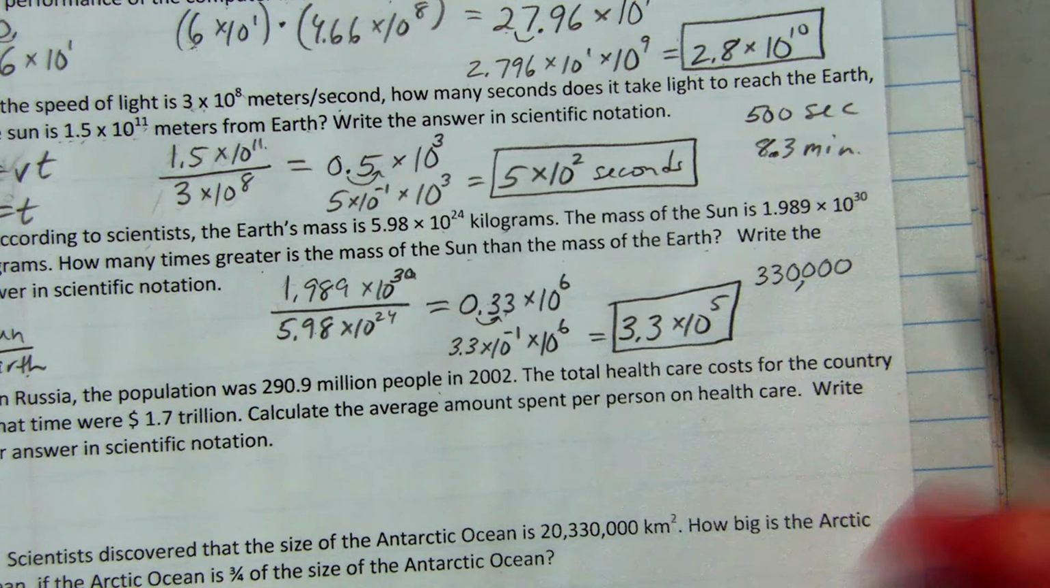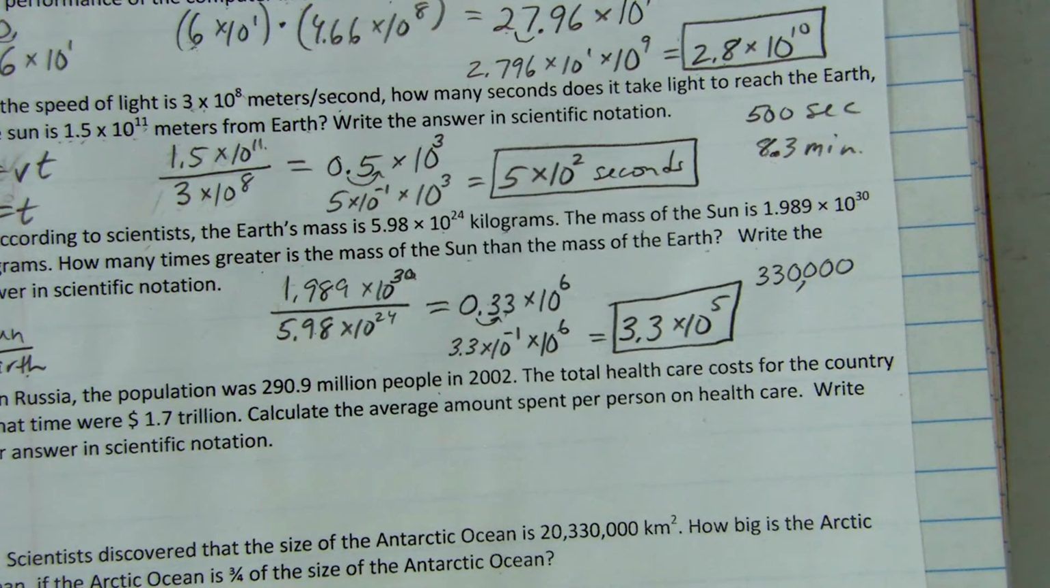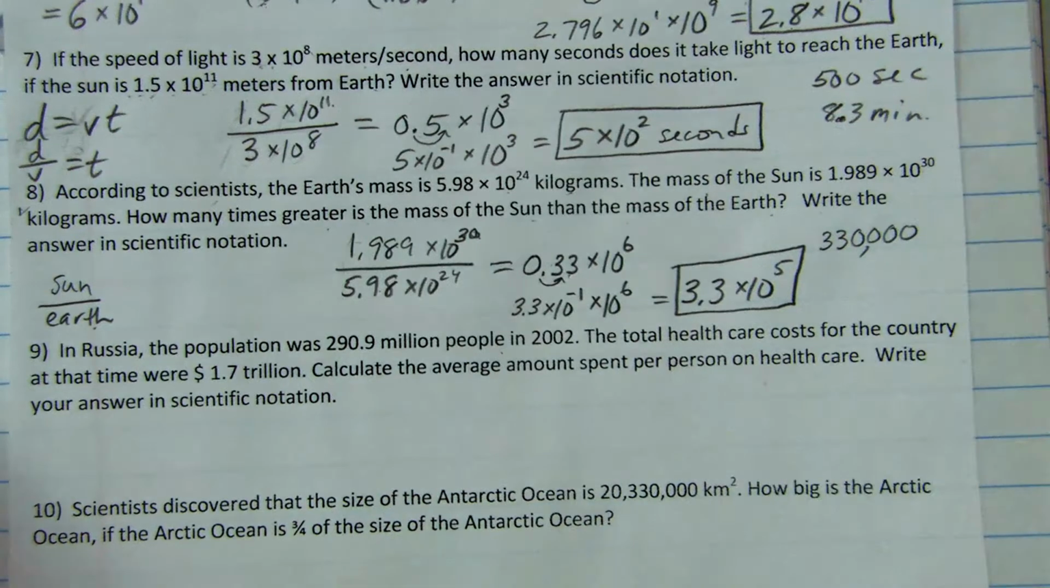The sun's not that much bigger than the Earth, but it's still quite a bit bigger than us. The sun is a mass of incandescent gas.